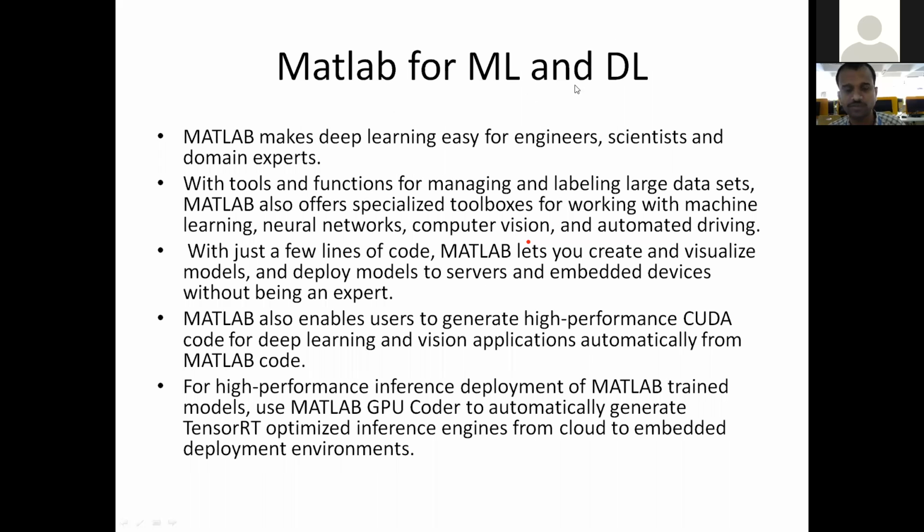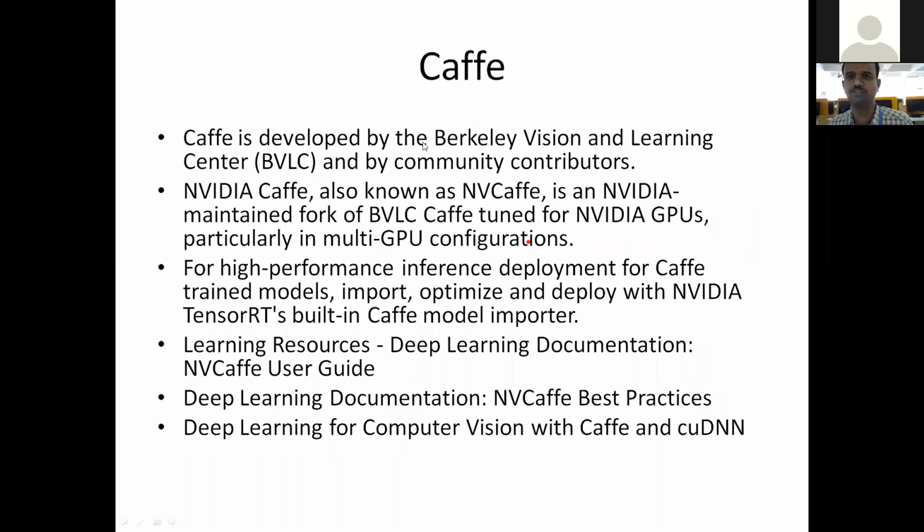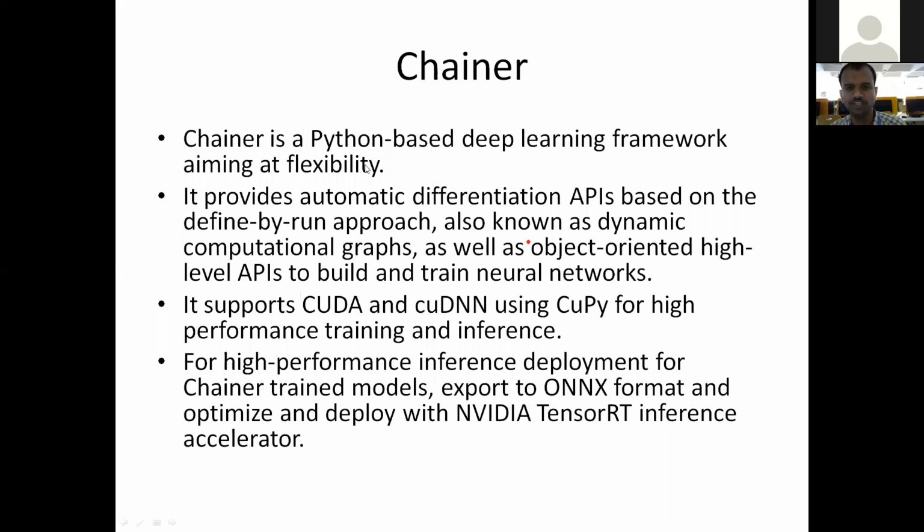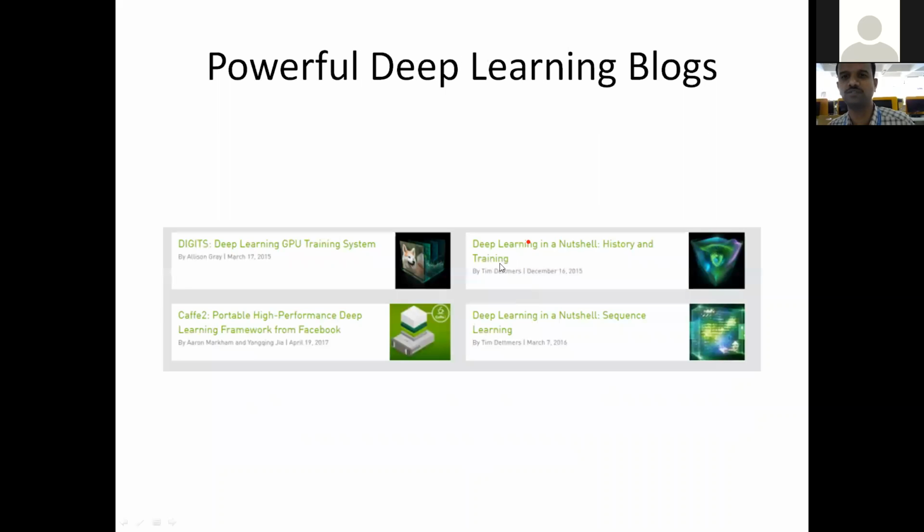You have MATLAB for machine learning and deep learning also available. I will show you where to study initially. Some videos will give you an understanding. Caffe is another very important tool, developed by the Berkeley Vision and Learning Center. NVIDIA Caffe is also known as NVCaffe, and documentation is available. Chainer is another Python-based deep learning framework, which is more flexible. It supports both CUDA and cuDNN. And Paddle is another important one.